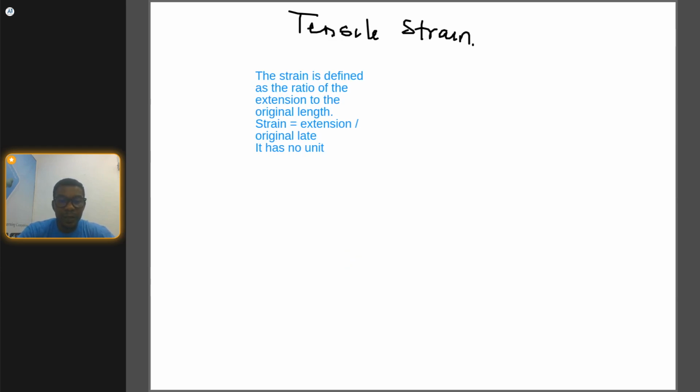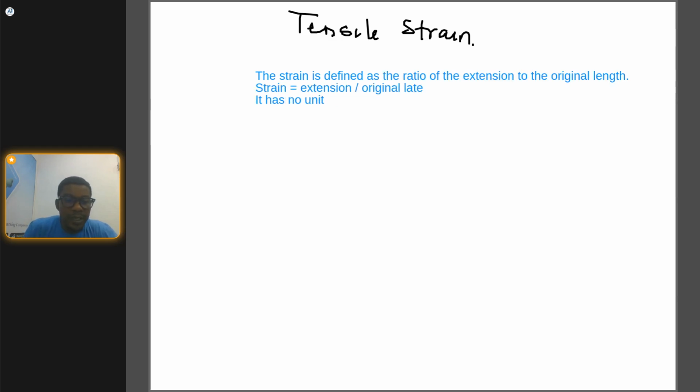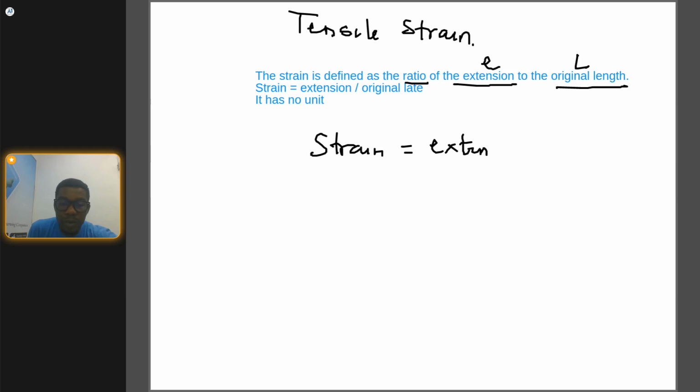The definition is given here. All right, so let's now examine the tensile strain. The tensile strain is defined as the ratio of the extension, E, to the original length, L. So strain is equal to extension over original length.